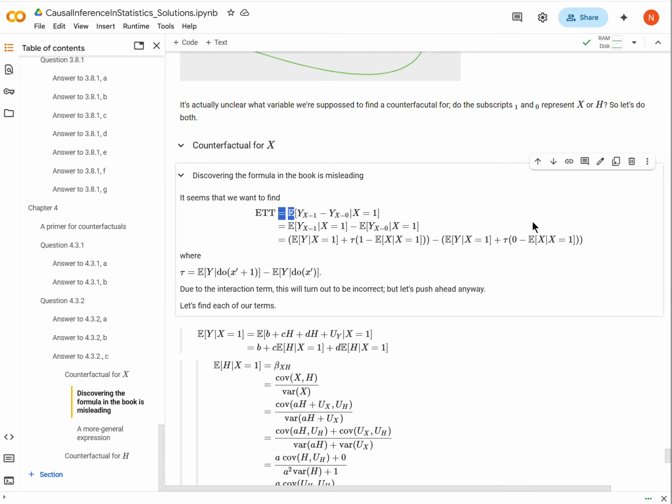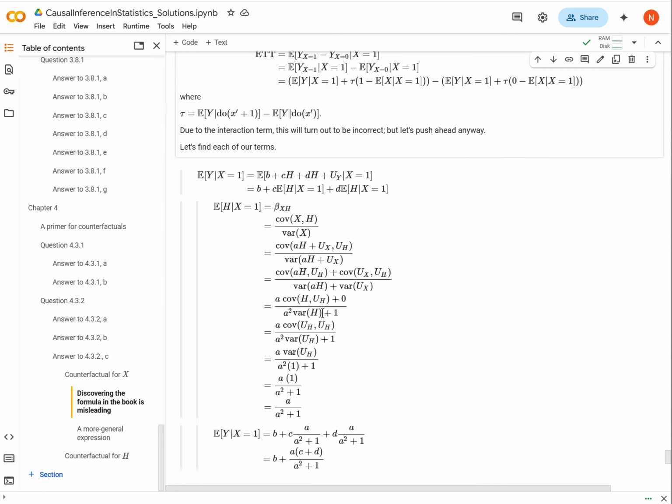So here's the expression that I thought we were supposed to use, where tau is this expression right here. Right, so we have the counterfactual values of y x1, y x0. And we're just going to churn through all of this. So let's just find each of these terms.